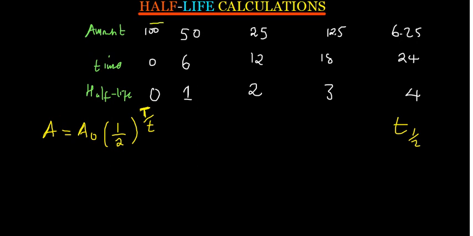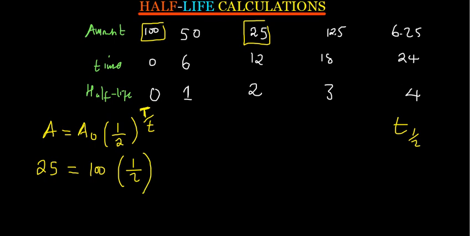So let's say we are moving from 100, that's the initial amount, to 25. So meaning that A is going to be 25. A0, that's the initial amount, is going to be 100. And then multiply by 1 over 2. And then to the power.